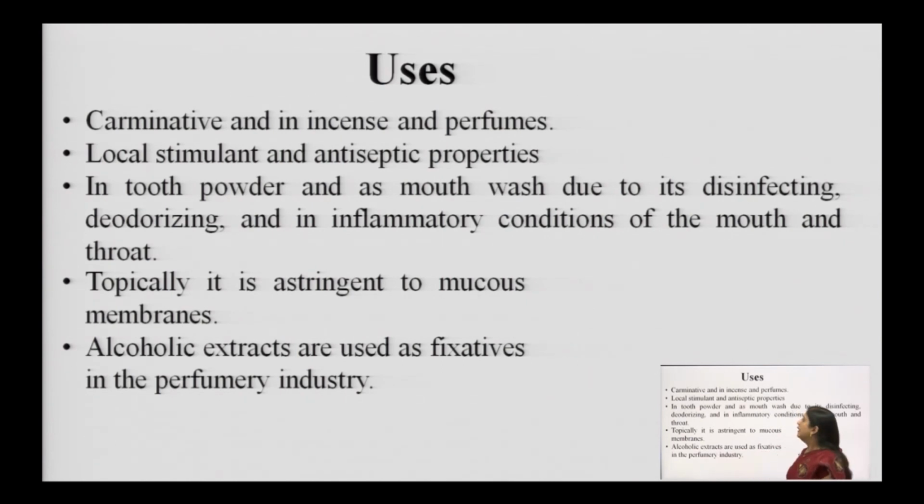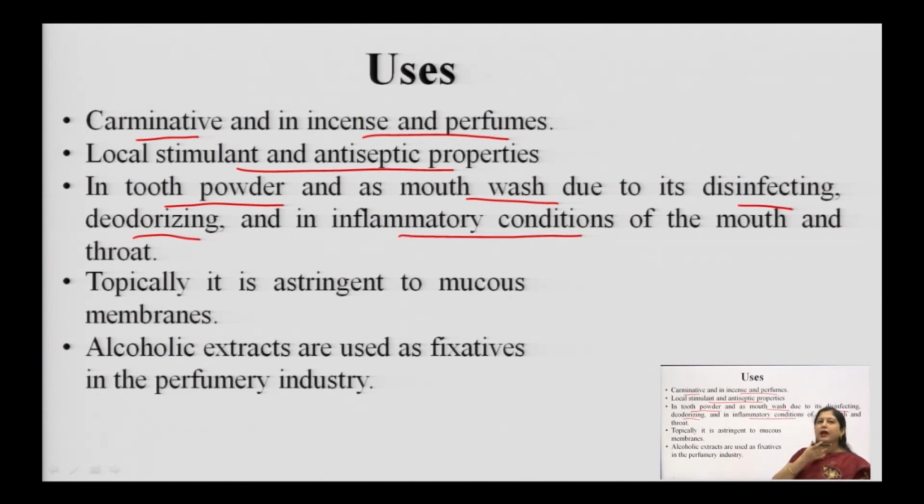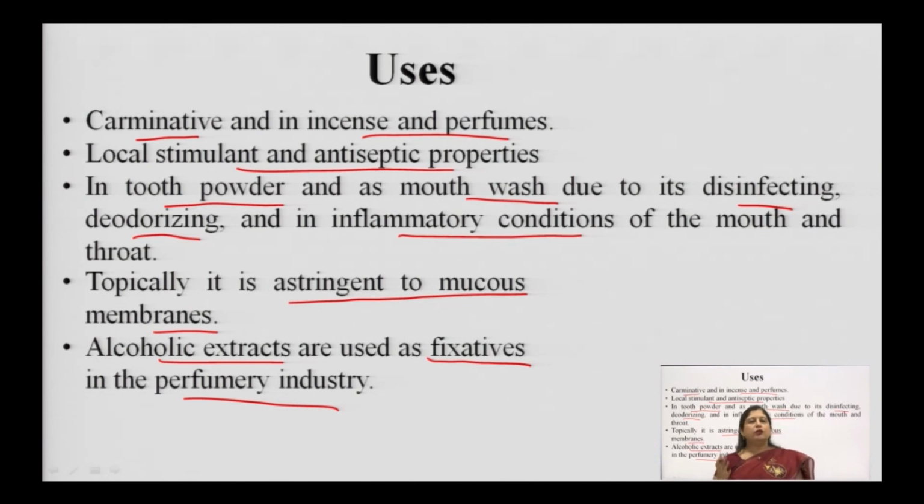And the main uses are, it is generally used as a carminative, in incense and perfumes, means good smelling substances, as a local stimulant and antiseptic. In tooth powder, it is used in mouth washes for disinfection, also improving the smell, means deodorizing, removing the bad odor. In inflammatory conditions, means any kind of problem in the mouth or sore throat, it is used. Then it is used as an astringent on mucous membranes to cure wounds or bacterial infections. And the alcoholic extracts are also used as fixatives in perfumery to retain the smell of the drug. So, these are the main uses of myrrh: in the mouth, in any kind of infection, for perfumery, as carminative, stimulant and antiseptic.